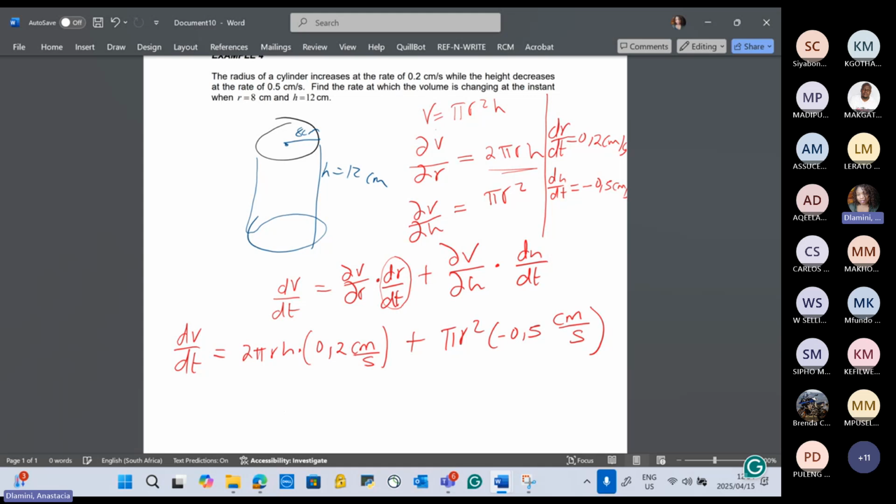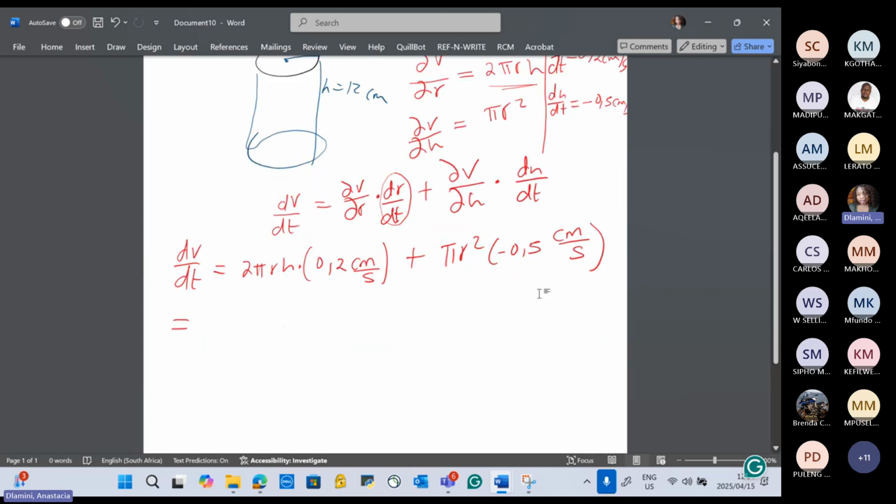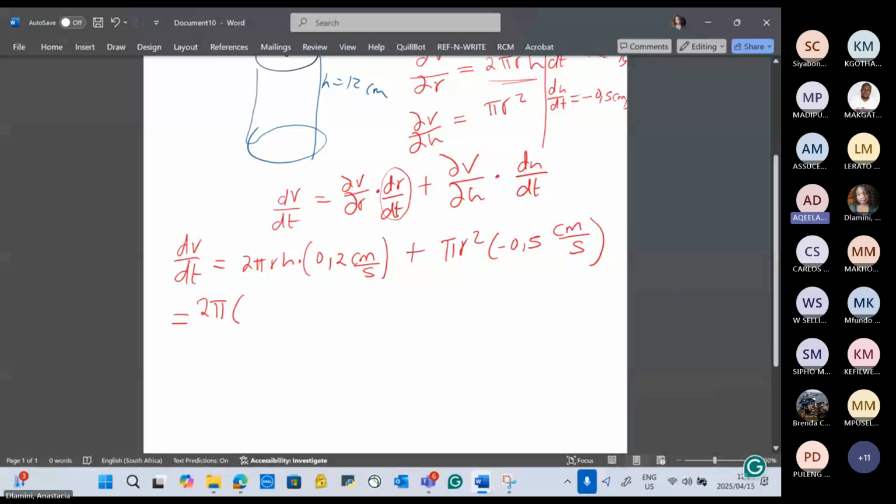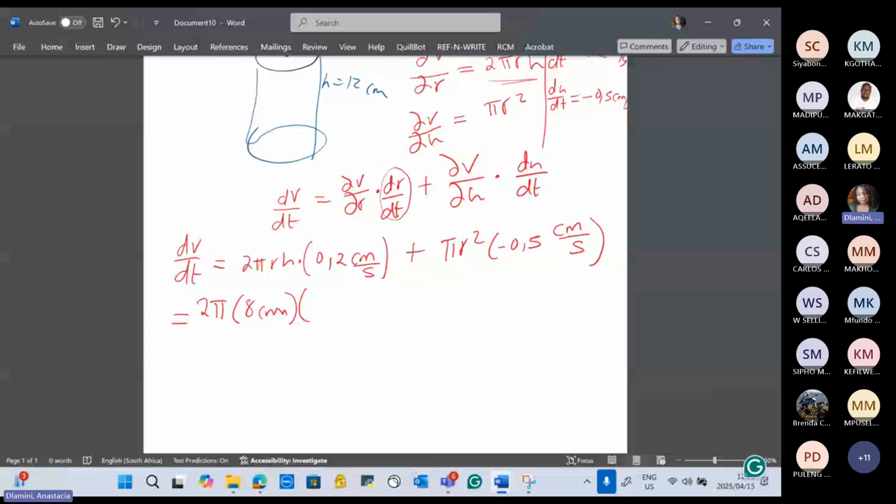Because I'm a mathematician, I want the units to be right. So I know this is 2 pi. My R is in what? Centimeters, isn't it? Yes, it's 8 centimeters. My height is 12 centimeters. 12 centimeters times 0.2 centimeter per second, plus pi, my R is 8 centimeter squared, minus 0.5 centimeter per second.